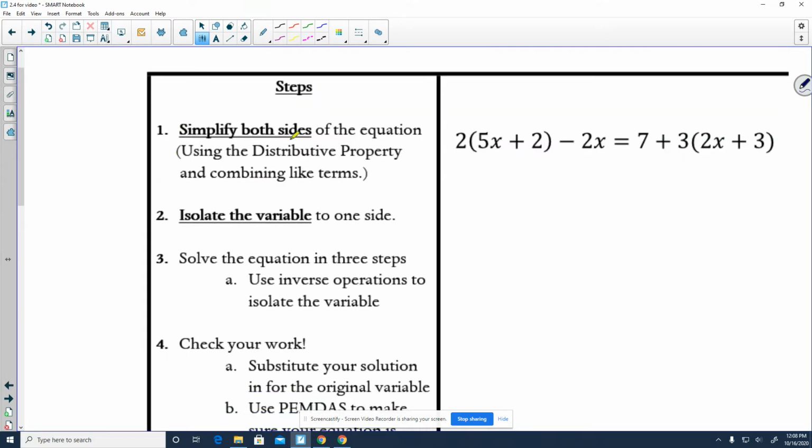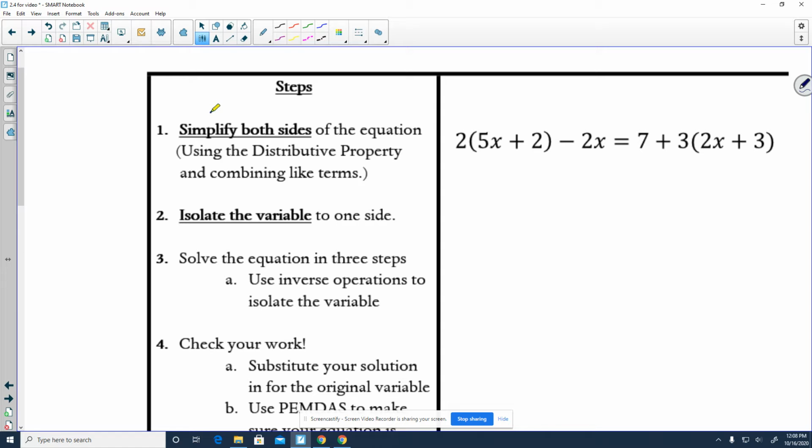So let's take a look at some examples. Here we have an equation. We have a lot going on. We have the distributive property. We have parentheses, which are going to lead to the distributive property. We have variables on both sides. So let's dive right on in. The first step, simplify both sides of the equation using the distributive property and combining like terms.